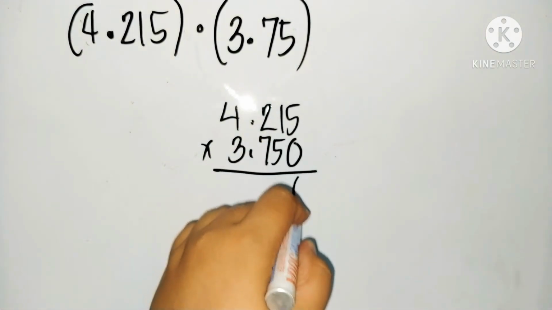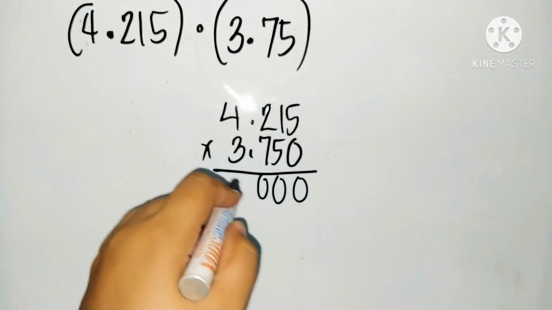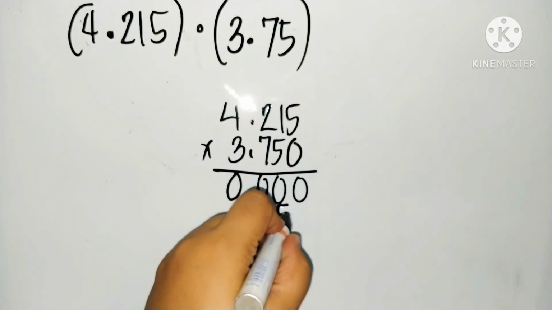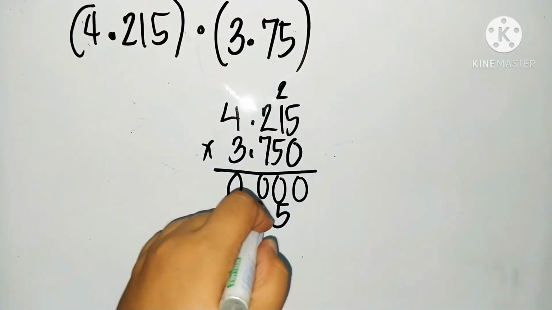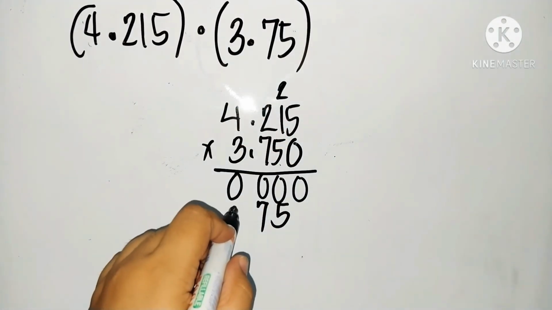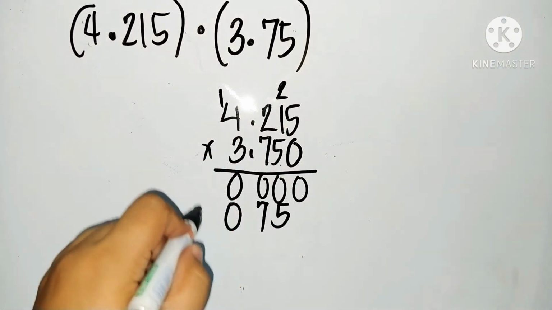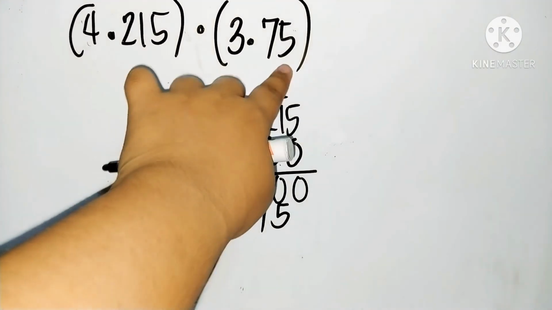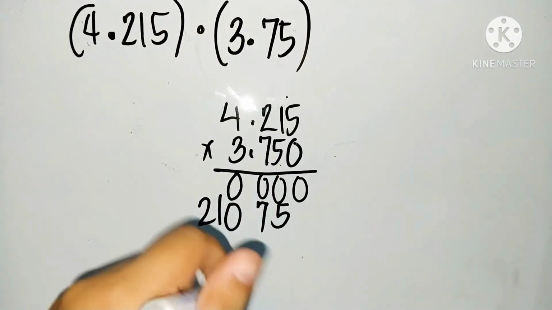5 times 0 is 0, 1 times 0 is 0, 2 times 0 is 0, 4 times 0 is 0. Then 5 times 5 is 25, carry 2. 5 times 1 is 5, plus 2 is 7. 5 times 2 is 10, carry 1. 5 times 4 is 20 plus 1, 21. Third layer, buburahin ko na yung mga ito ha, para di tayo malilito kung ano na yung na-add natin. 5 times 7 is 35.